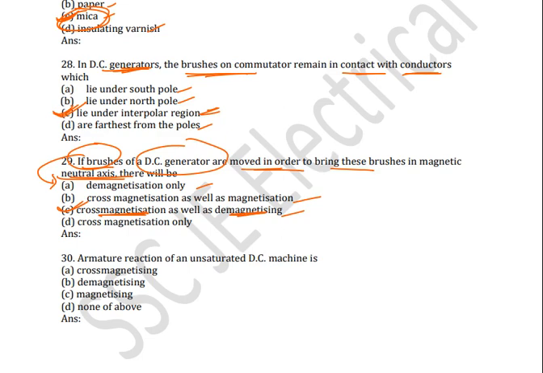Armature reaction of an unsaturated DC machine is cross magnetizing, demagnetizing, magnetizing, or none of these. Which is the correct answer? Please answer in comments.